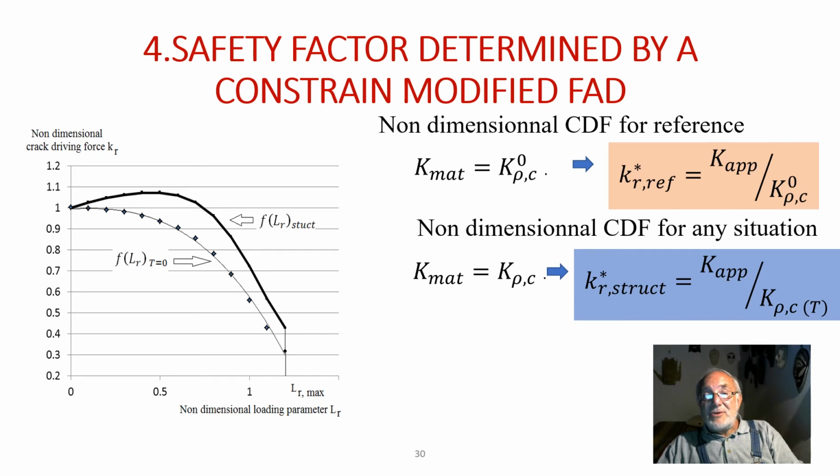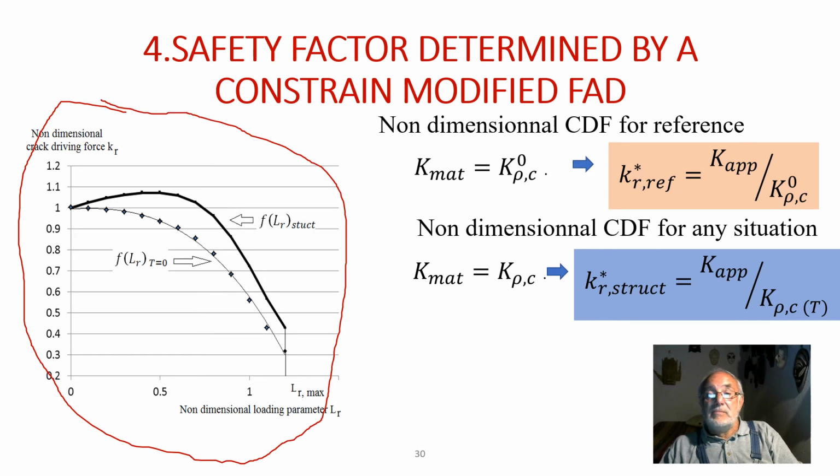Now, we determine the safety factor with the previous three types of defect by a constraint modified failure assessment diagram, which is represented in this picture. We have two curves. The first curve is for the reference fracture toughness value, and in this case, the crack driving force is the ratio of the applied notch stress intensity factor divided by the reference fracture toughness, and we have the second situation. The non-dimensional crack driving force is given as the applied notch stress intensity factor divided by the real fracture toughness, which depends on the constraint T.